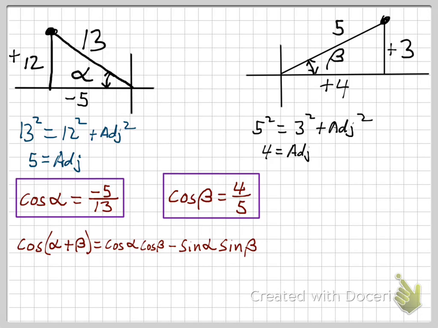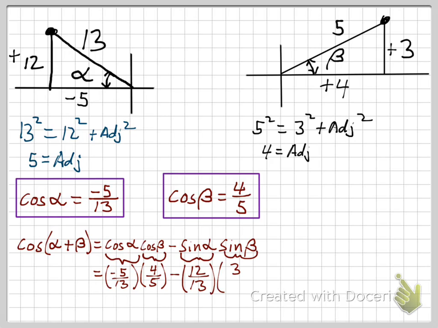Okay, there's our sum formula. Now, do I know what the cosine of alpha is? Yes, I do. It's -5/13. Do I know the cosine of beta? Yes, I do. It's 4/5. What about the sine of alpha and sine of beta? Well, it was given to me in the problem, or I can just glance up at the little triangles that we just got through with.